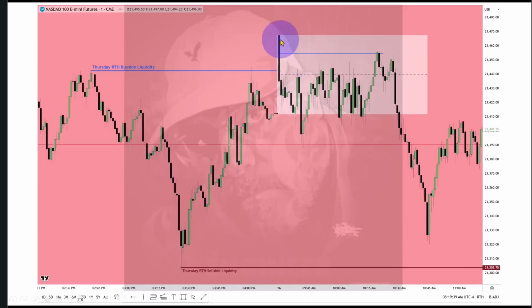But this right here, that consequent encroachment is that level right there. So it comes up later on, hits it. And if you look real close, there's going to be minor buy side liquidity raiding here. So this white box is the opening range gap for the AM session. So that's 9:30 to 10 o'clock, that measurement.